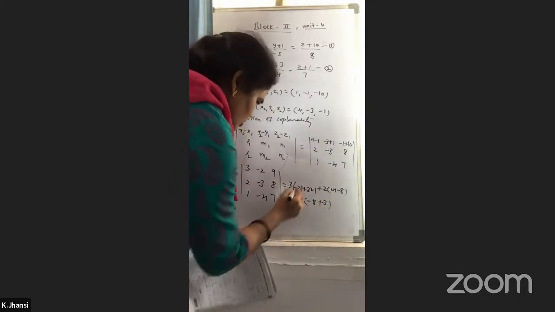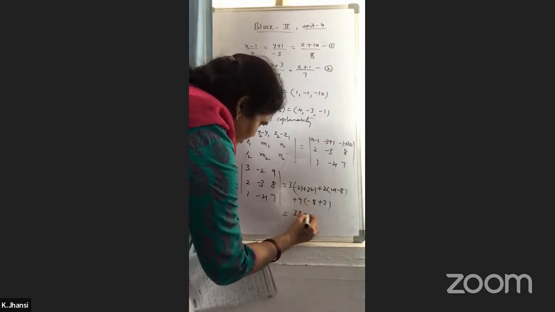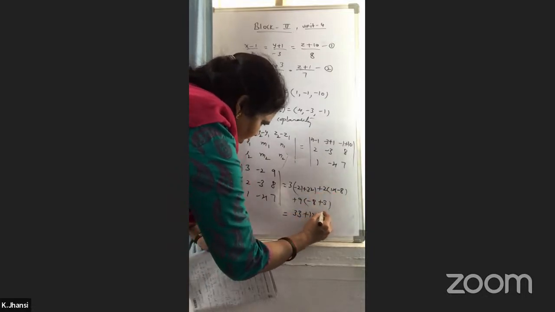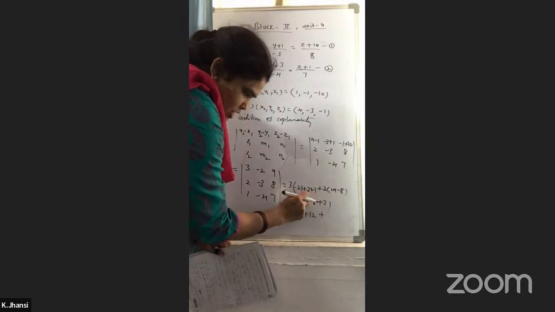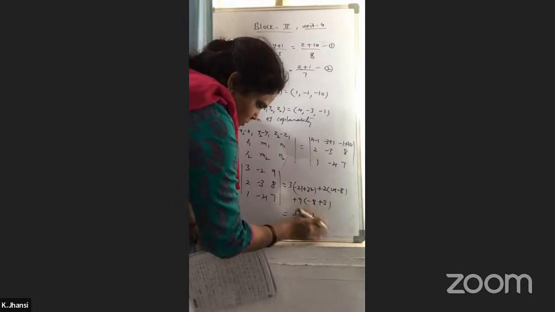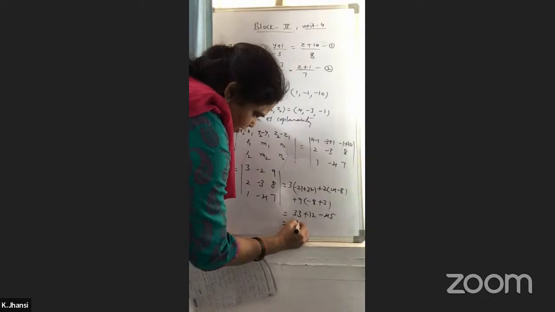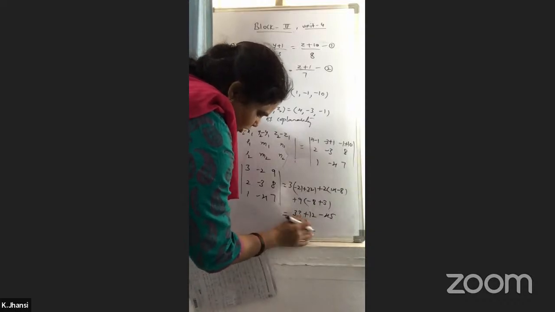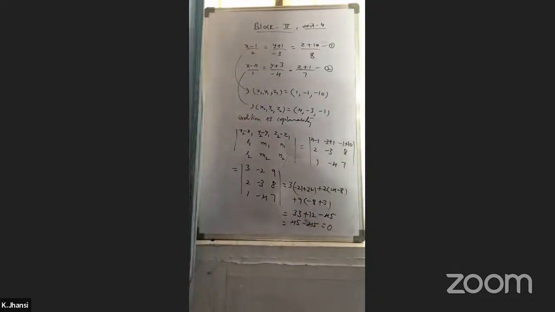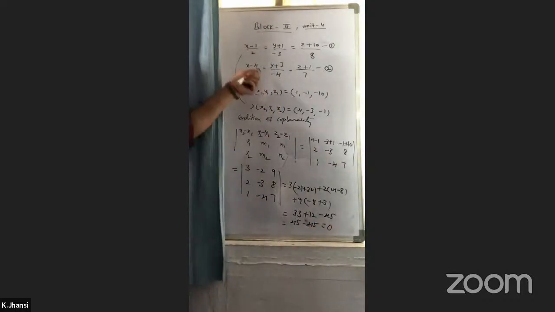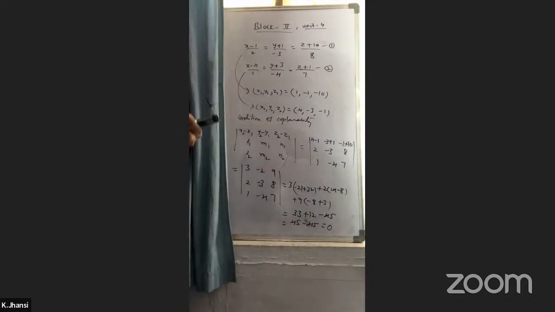So this is 11, no? 11 threes are 33, plus 6 twos are 12, that is 45, plus here minus 8 plus 3 means minus 5. Minus 5 into 9 means minus 45. If you add both of these, you will get plus 45 and minus 45. So it is equal to 0. So it is satisfying the condition of coplanarity. So by this method also you can do the problem. Yesterday in the second method we have seen that problem.